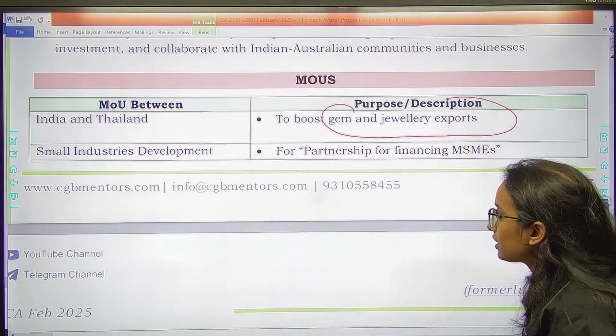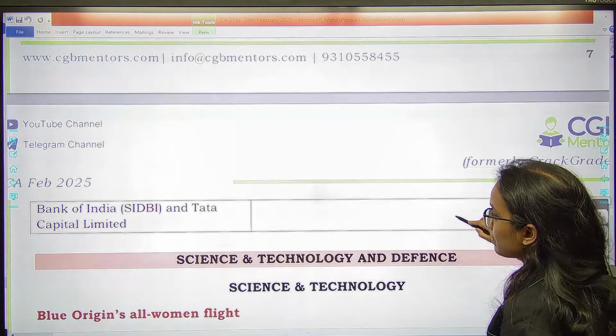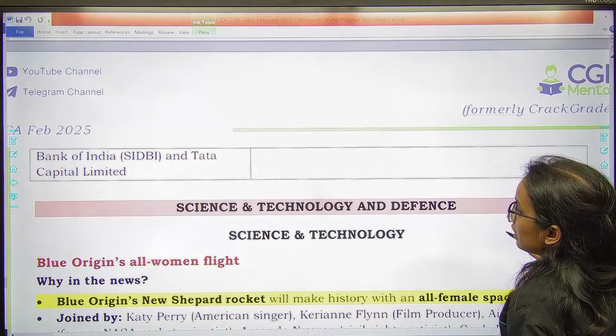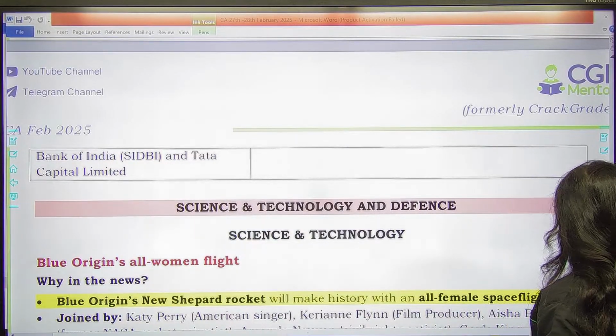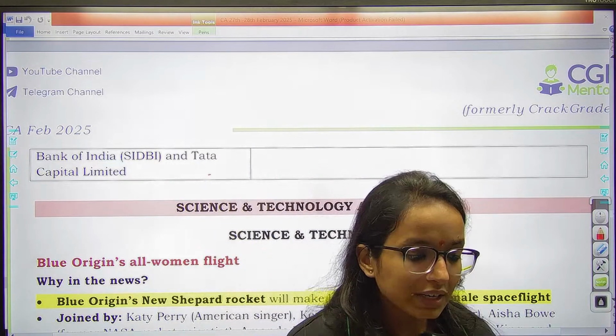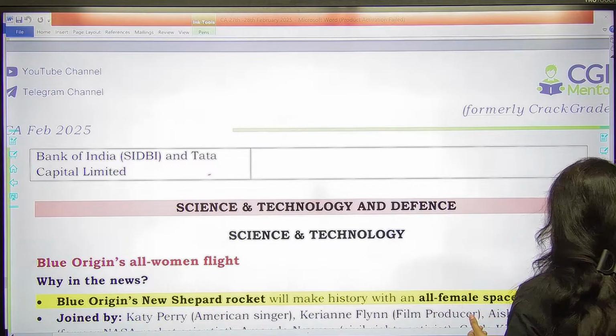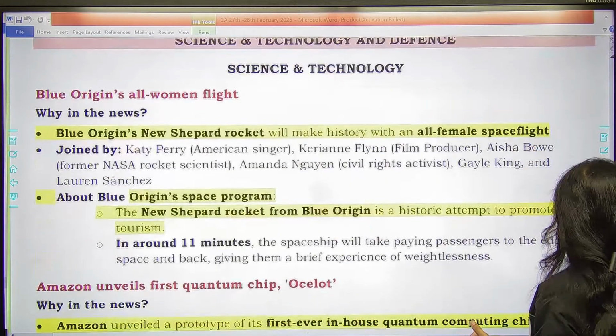Next is small industries development. So for partnership for financing MSMEs, Small Industries Bank of India, SIDBI and Tata Capital Limited have signed this MOU. SIDBI and Tata Capital ने sign किया to provide finance to small industries. Remember that. Second is Science Tech.